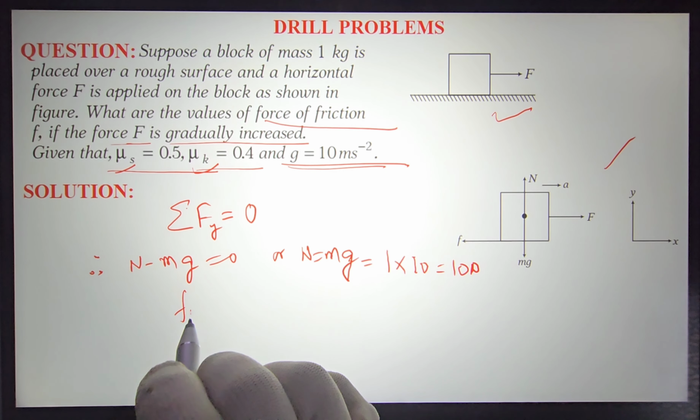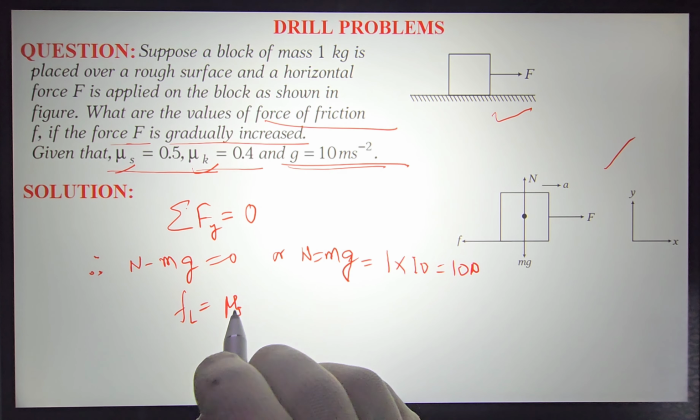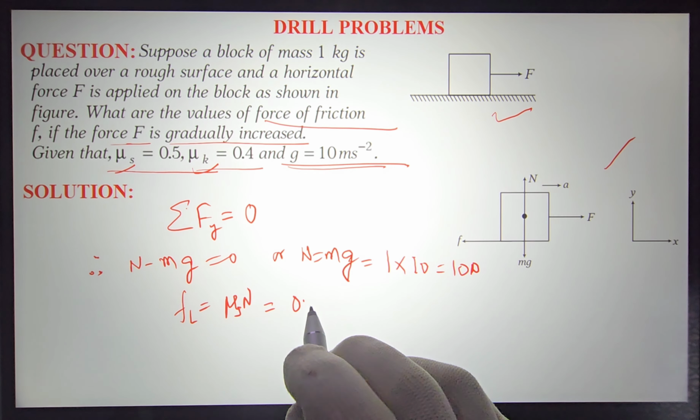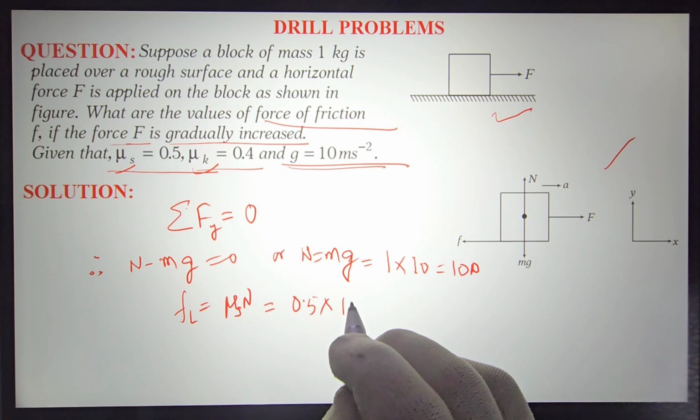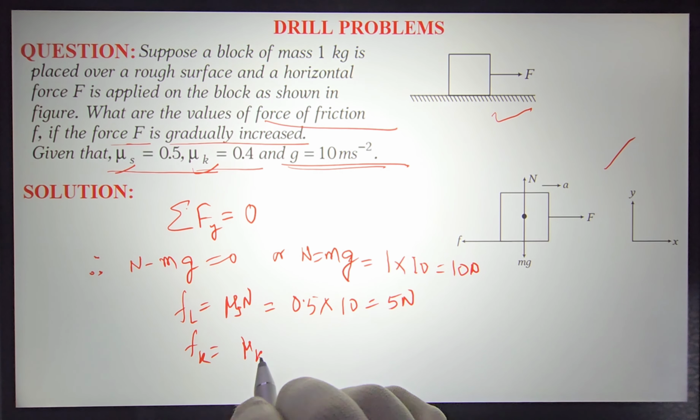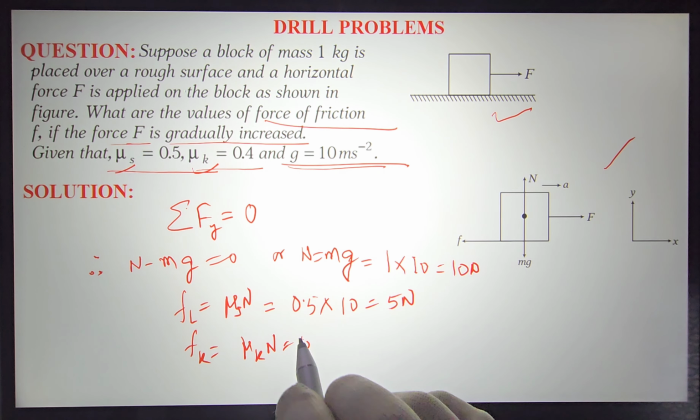Now FL, what is FL? FL is simply mu s into N, we have just studied mu s into N, so this is simply mu s is given as 0.5 into 10, so this comes out to be 5 Newton, right? Similarly FK, that is mu k into N, so mu k value is given as 0.4 again, and the value of this N, normal reaction, is 10, so that is 4 Newton. So this is how we can solve the problem for this particular case. So this is question number 1.